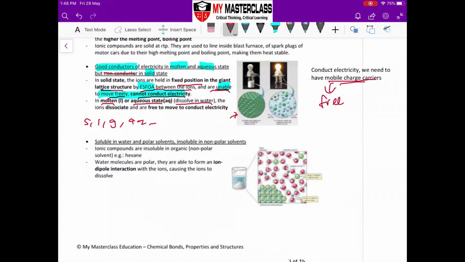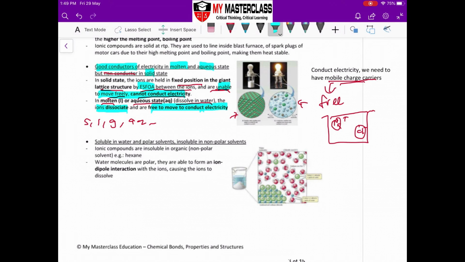In solid, they are vibrating in fixed position held by strong electrostatic forces of attraction, so they cannot move. They are not mobile. But when I dissolve it in water in this picture over here, the ions will separate. If I put the NaCl in water, it becomes NaCl aqueous. The NaCl will split into Na plus ions and Cl minus ions with water around them. Once it splits, we say that the ions dissociate and they are free to move, so they can conduct electricity.